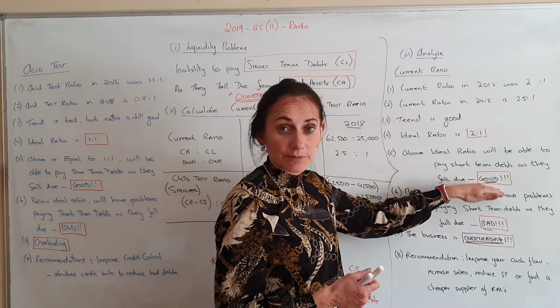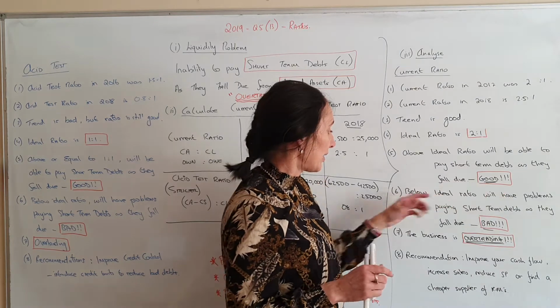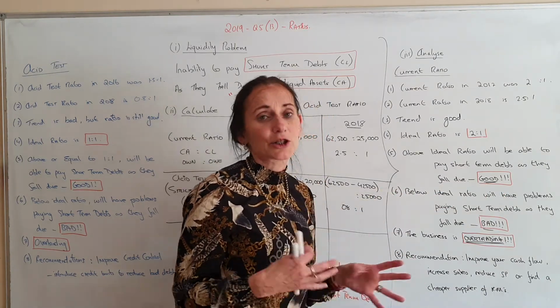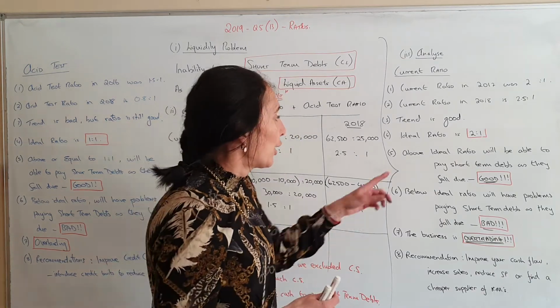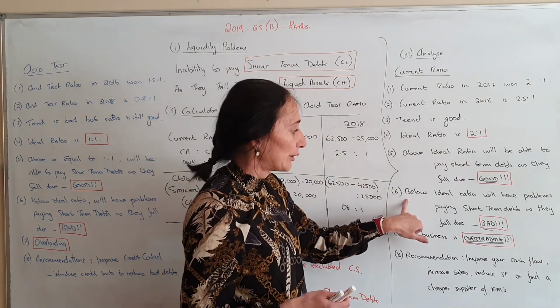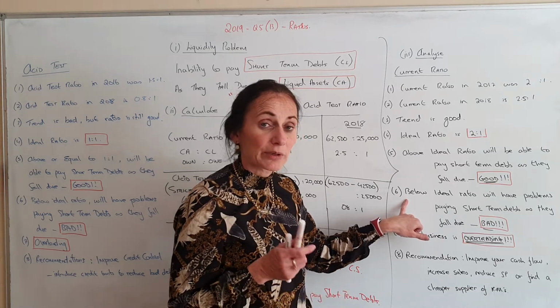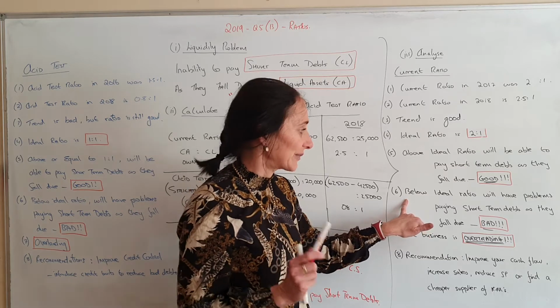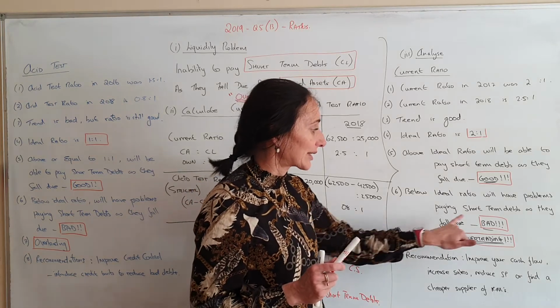So that is good. Okay, and you don't have to do part 6, 7 and 8. We would only do these if they were bad. So I'm going to just read through them in case your answer was below this recommended ratio. If you are below the ideal ratio, that means you will have problems paying your short-term debts. You have to keep using the word short-term debts as they fall due, so that's bad.